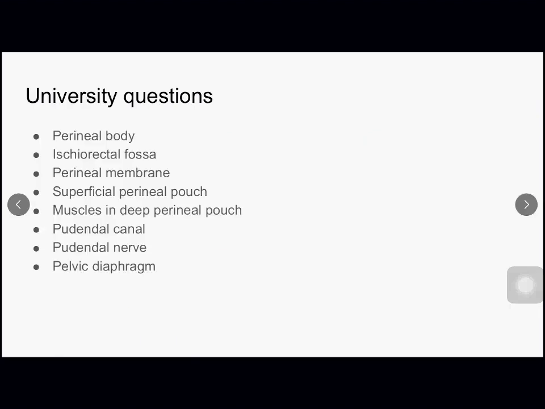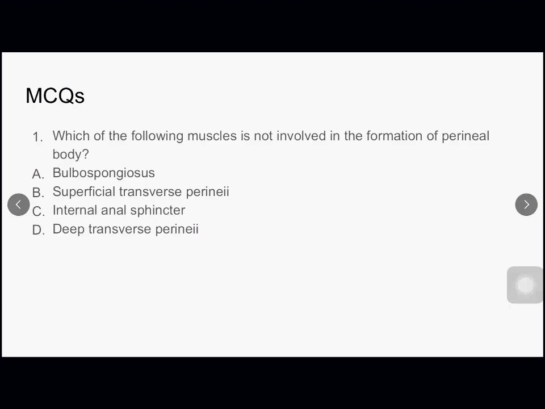Now these are the previously asked university questions. If you want, you can take it down. Perineal body is an important question. Ischiorectal fossa also. These are short note questions. They may ask them separately, and these are the short answer questions. Now let's have some MCQs.